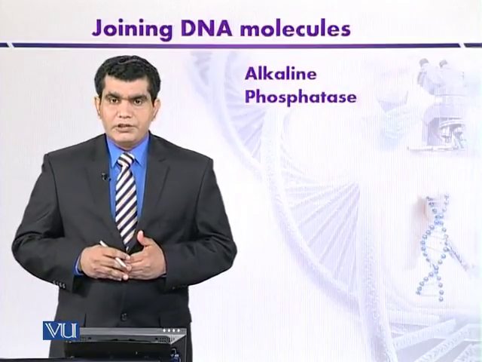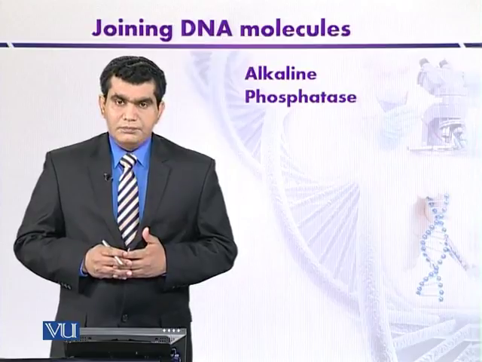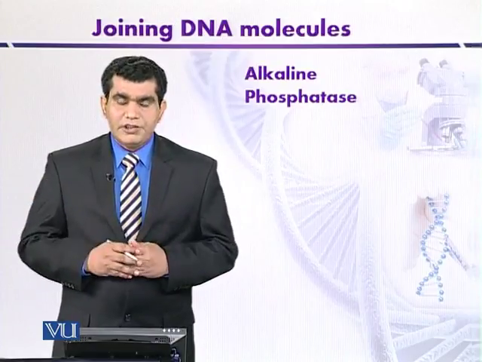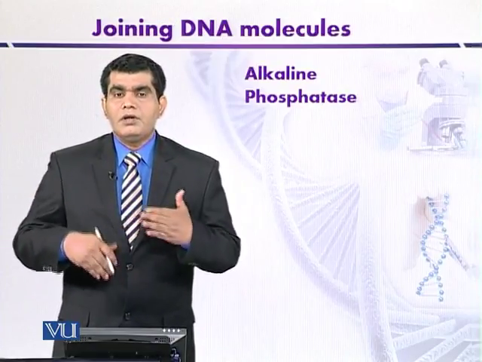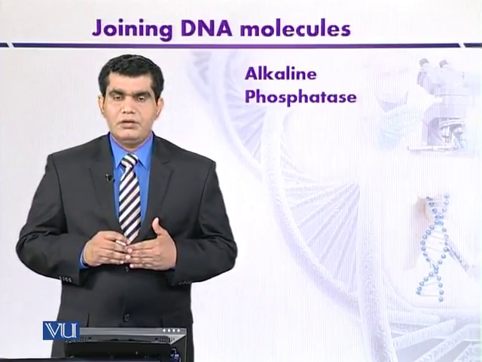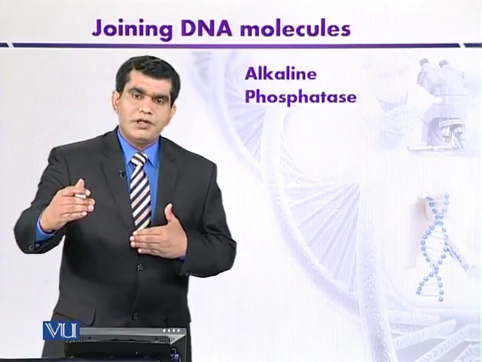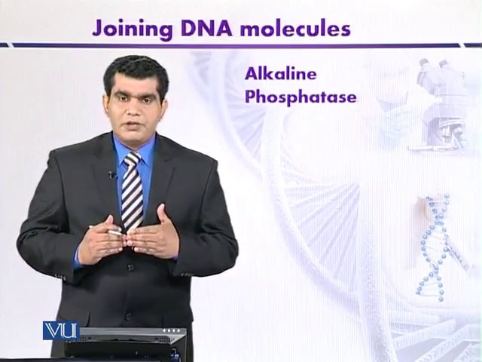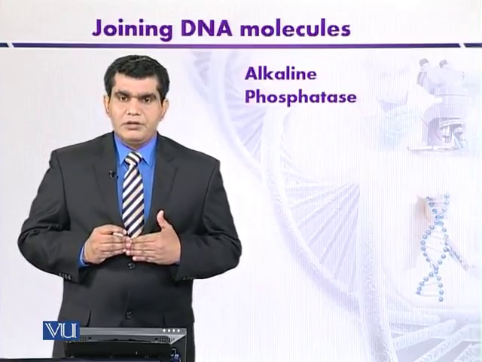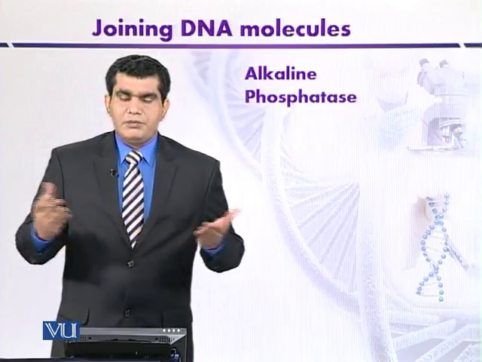Alkaline phosphatase can be obtained from different sources. Like in case of gram-negative bacteria, it is mostly present within the periplasmic space. This space is present between the outer membrane and the cytoplasmic membrane of gram-negative bacteria. So alkaline phosphatases from the periplasmic space.